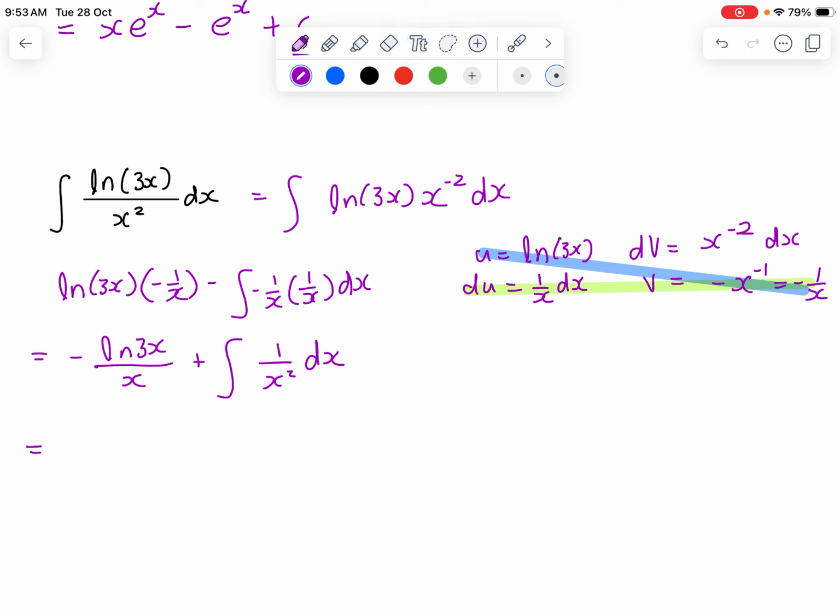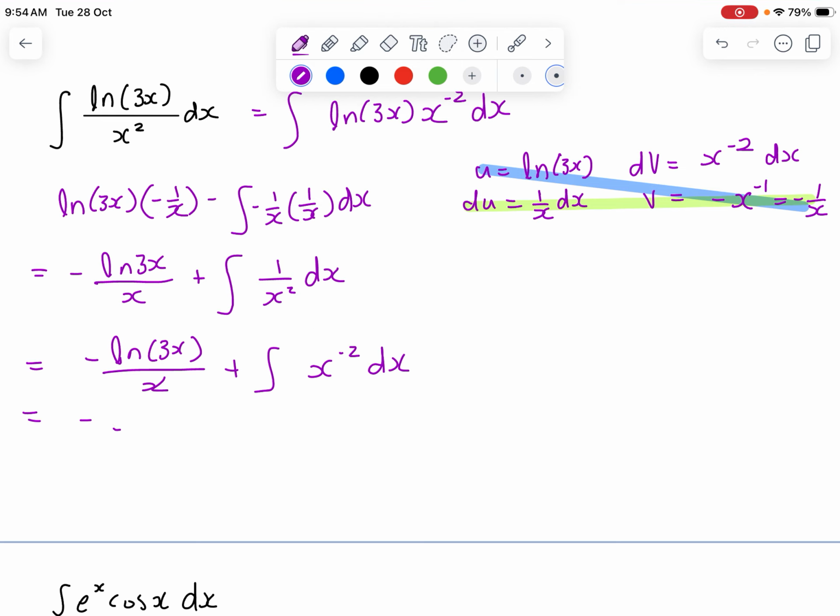And remember, when we have 1 over x squared, that's basically the same as x to the power of negative 2 dx. So our final answer, when we integrate this, we get x to the power of negative 1, right? Negative x. So just to make that easier, basically it's just negative 1 over x. And there you have it.